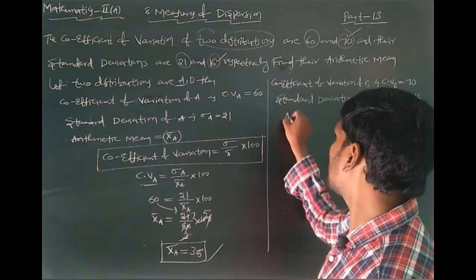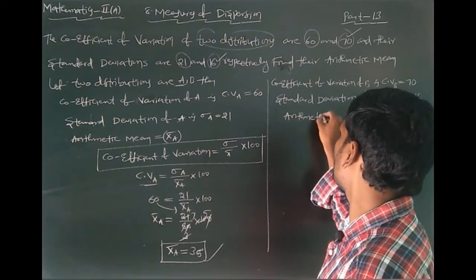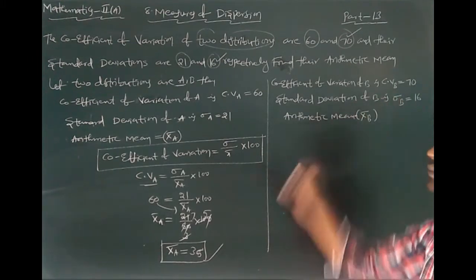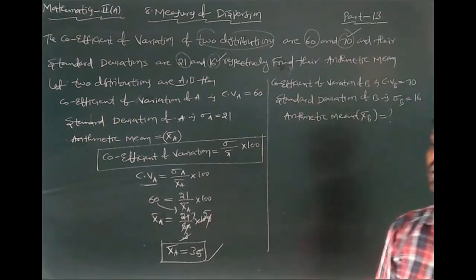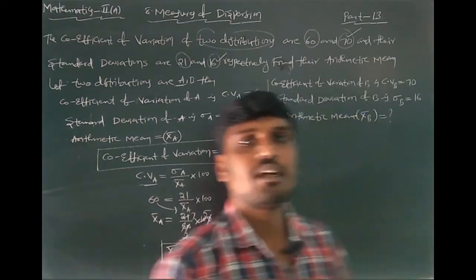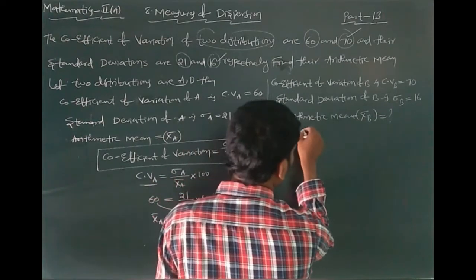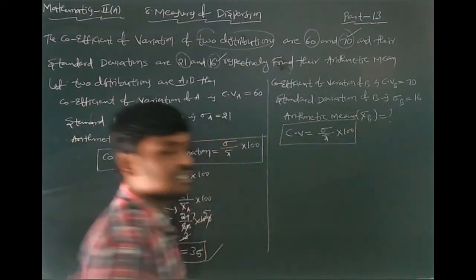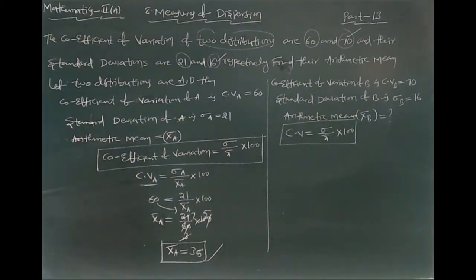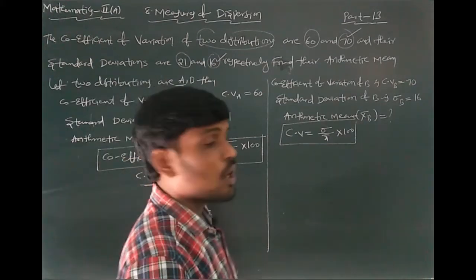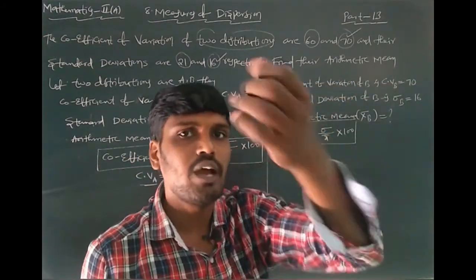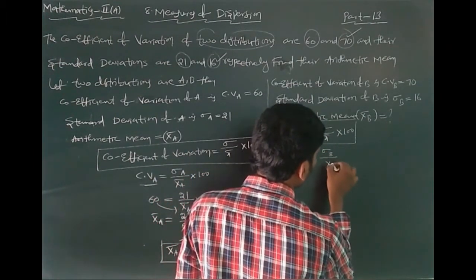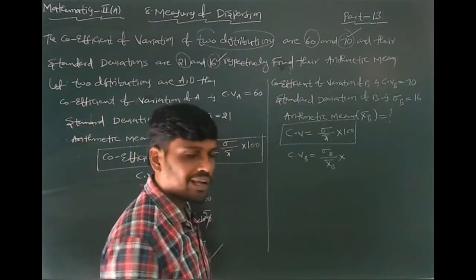You get the arithmetic mean x suffix B bar. This is the arithmetic mean, and you can find how much it is. You can write the coefficient of variation formula. What is the coefficient of variation formula? Sigma by x bar into 100. This is the formula of coefficient of variation. In this, for which distribution? For the second distribution we have to take B. CV suffix B equals sigma suffix B by x suffix B bar into 100.